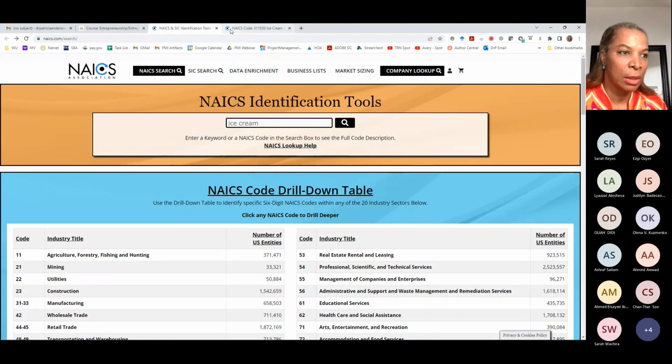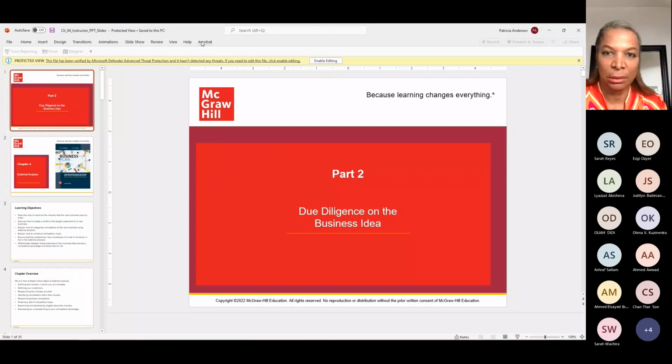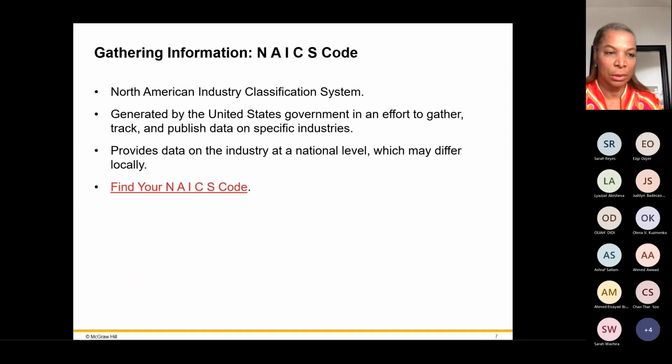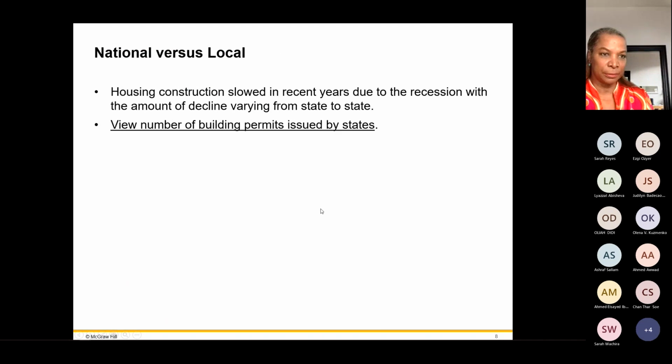Okay. Let's go back to the PowerPoint. So that's a code that you can click and see. In terms of your business, you want to think about national versus local. So if you're going to have a business that needs a location, so it's not virtual, then you want to see the type of construction that's going on. We know that construction slowed down because of the recession. However, it varies from state to state. I will tell you, in the state that I live in, Georgia, the construction is alive and well. A lot of construction going on. It's like if you see a green tree, you've got to cut it down and build something. So it's a lot of construction.